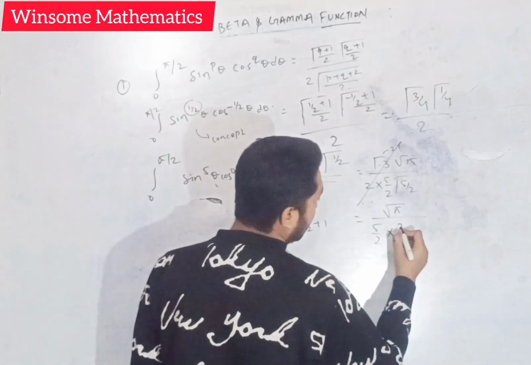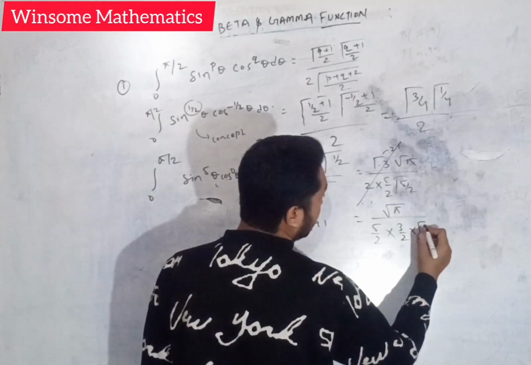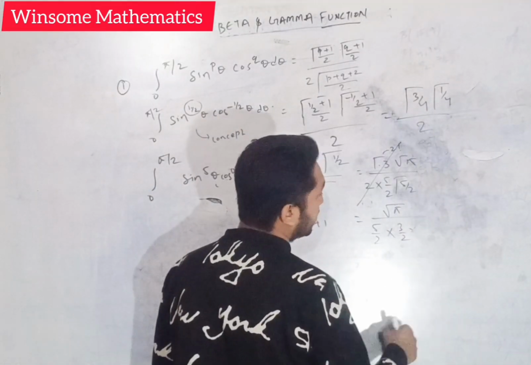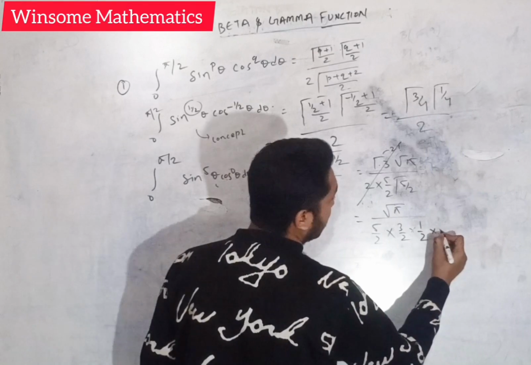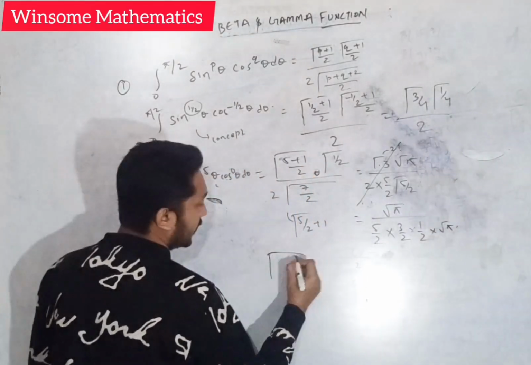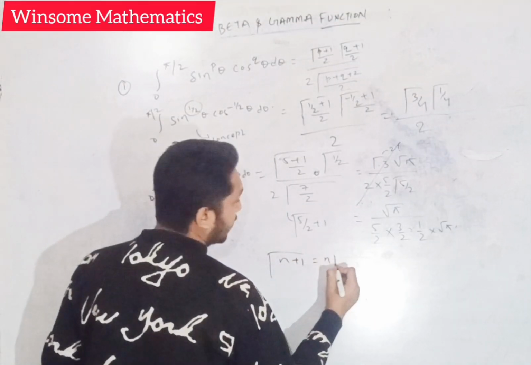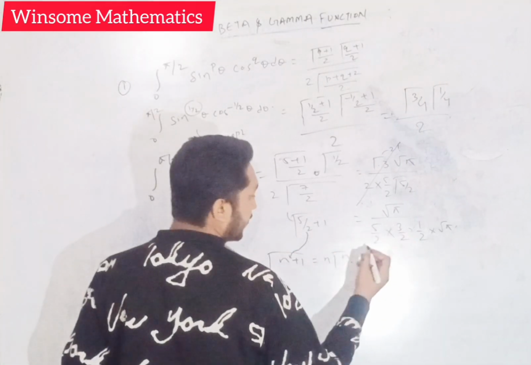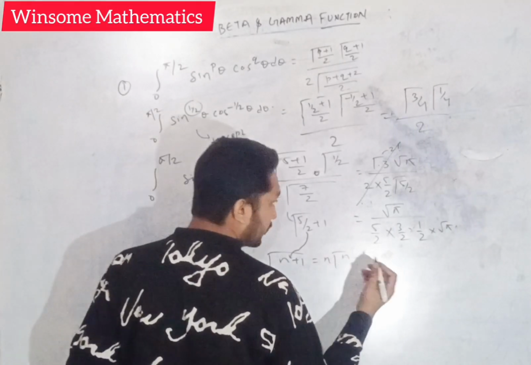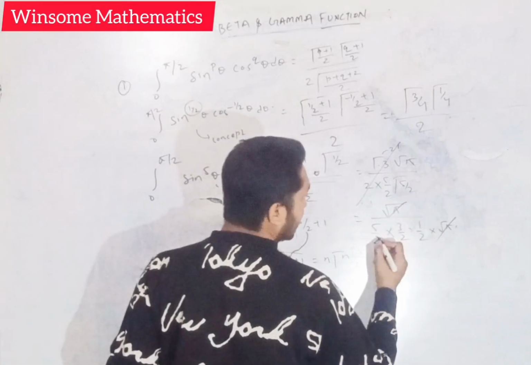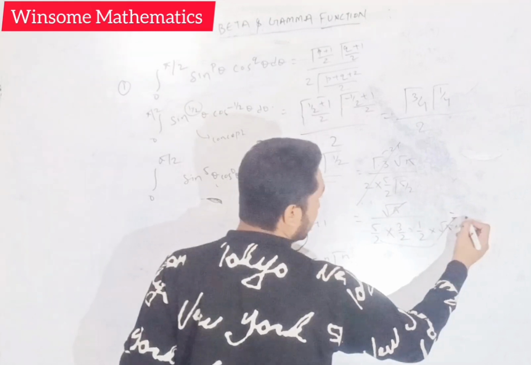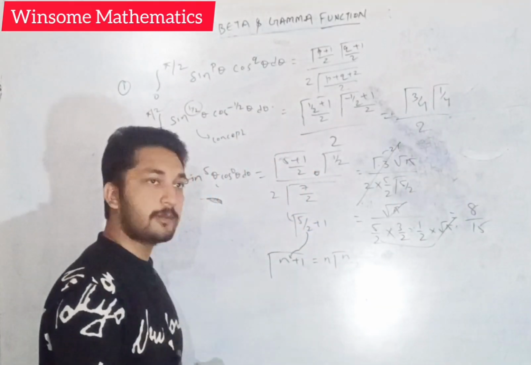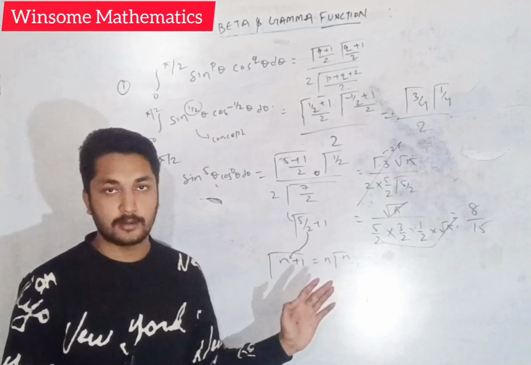Similarly, this is 3 by 2 into gamma 3 by 2, so gamma 3 by 2 is 1 by 2 into root pi. Again using the recurrence relation, gamma (n plus 1) is equal to n gamma n. Here n is 5 by 2, so 5 by 2 gamma 5 by 2. Similarly, in gamma 3 by 2, 1 by 2 gamma 1 by 2, and this is cancelled with this, so these all two will be in the numerator, so this is 8 upon 15. Simple.